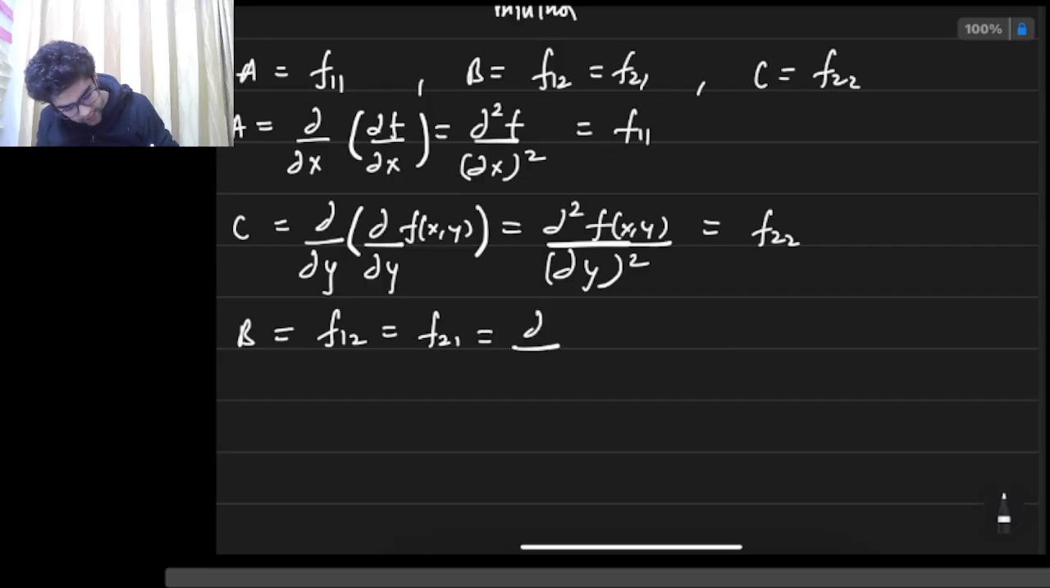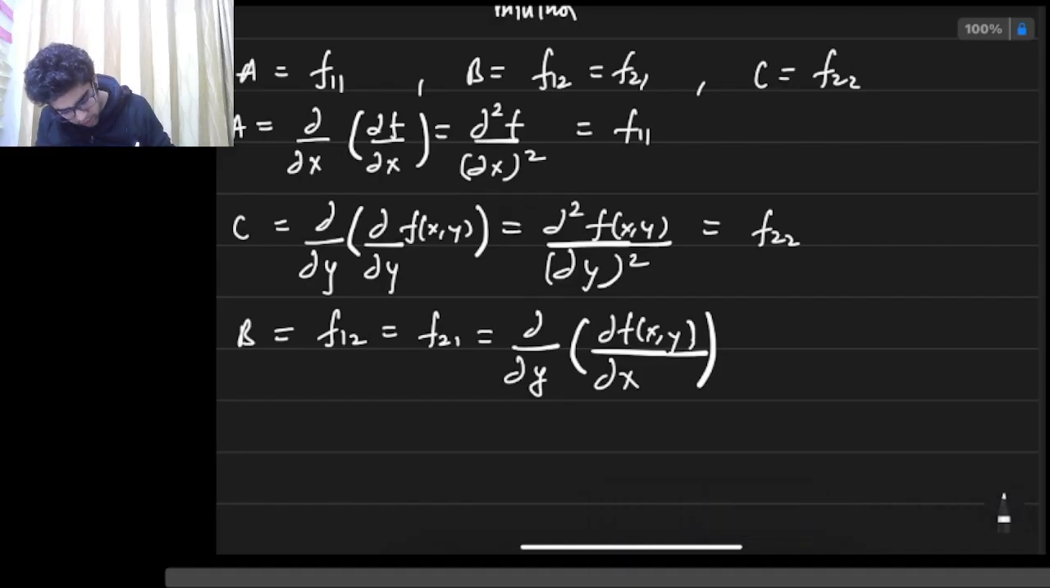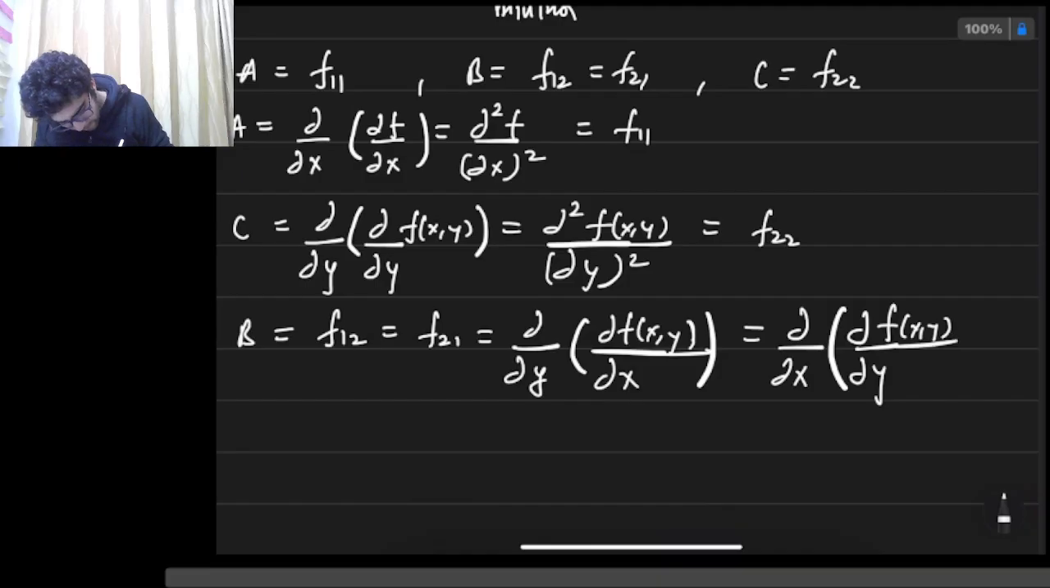So this is basically del by del y and del by del x of f(x, y), right? So this is 1 2. This is f12, which is also equal to f21. So what is f21? f21 is basically del by del x of del f by del y, right?